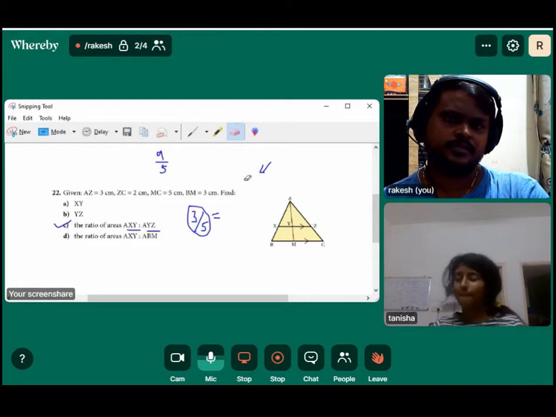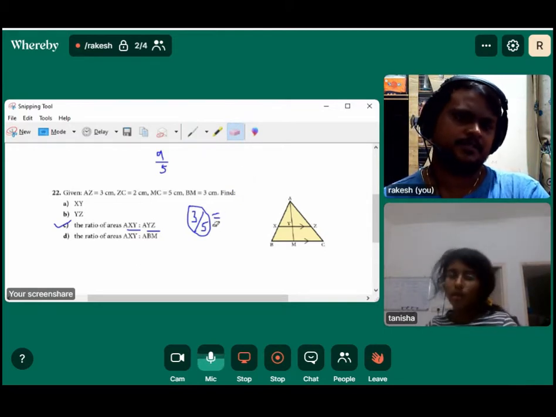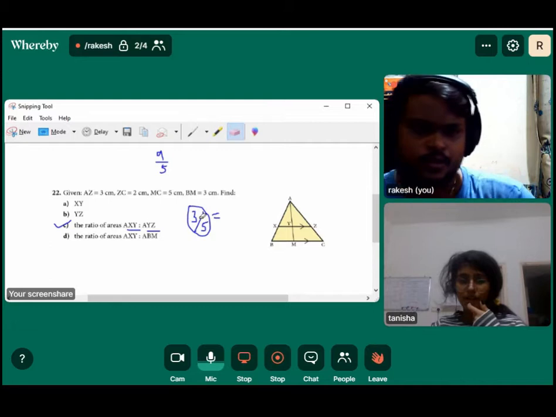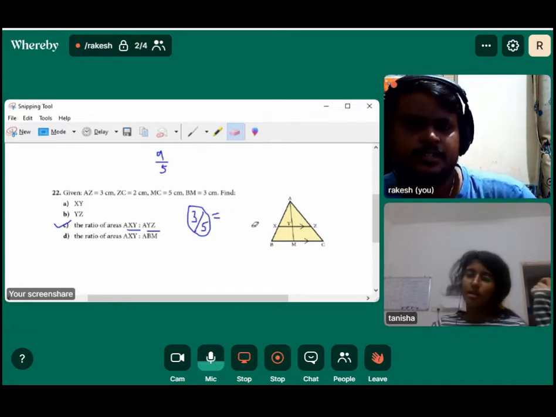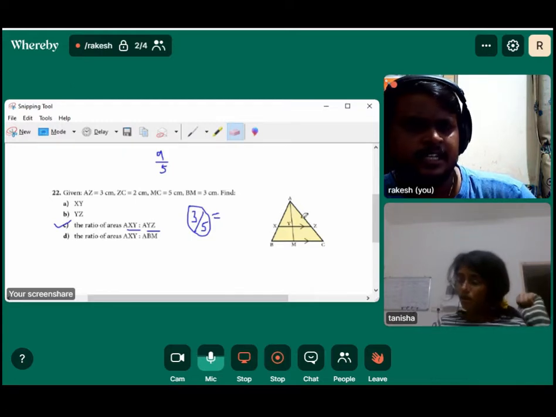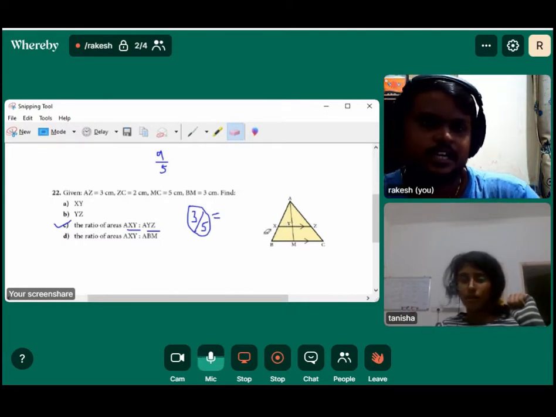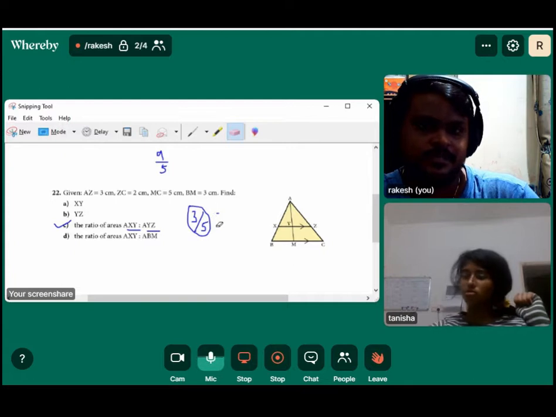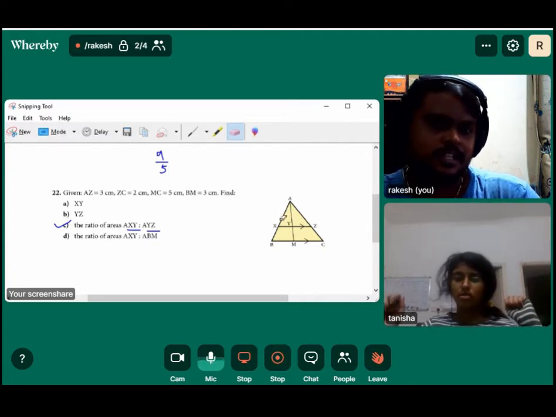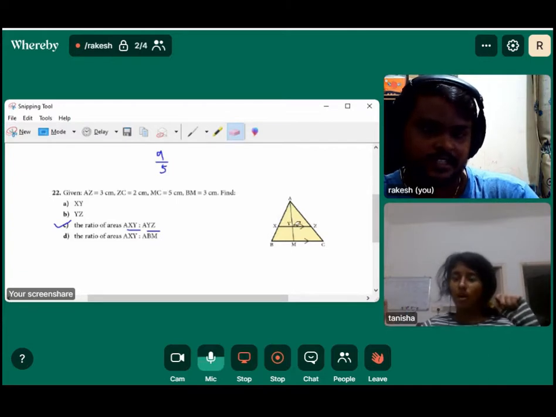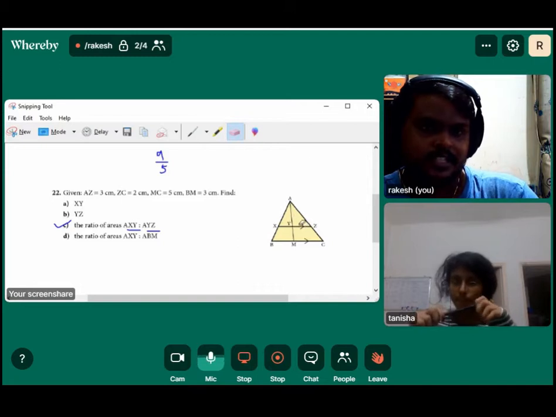So this is wrong then. The ratio is 3 by 5 simply. It's 3 by 5 squared, right? No, not square. Why square? Have you taken AXY and AYZ as similar triangles? They are not similar triangles. How would you prove them similar? Even they don't look similar. You can't prove that they are similar.